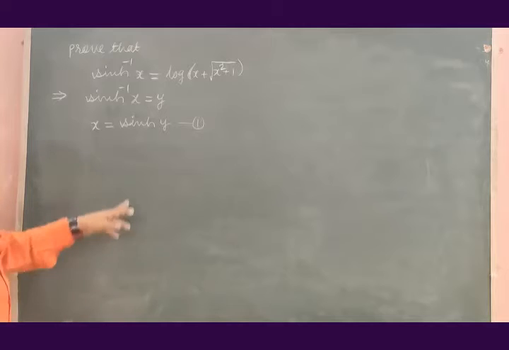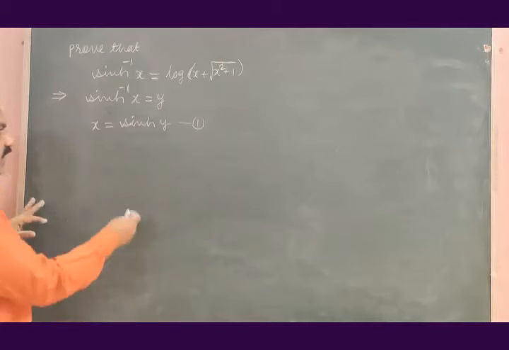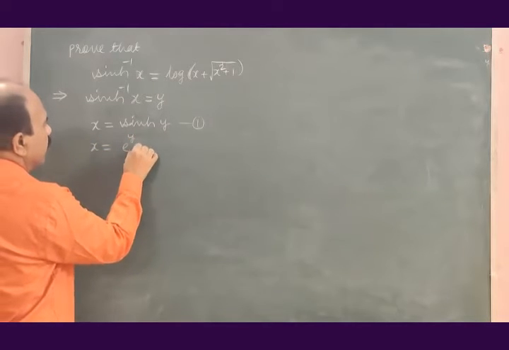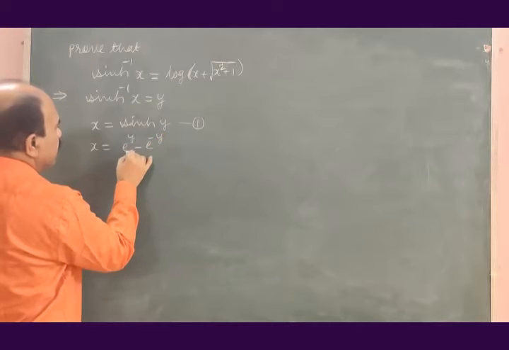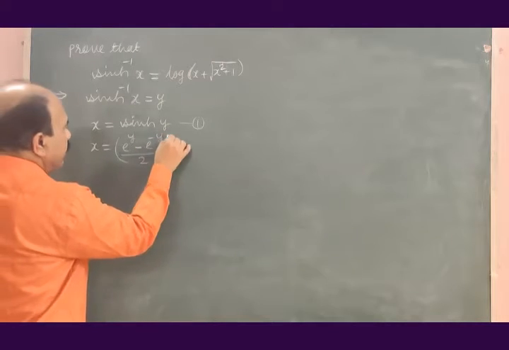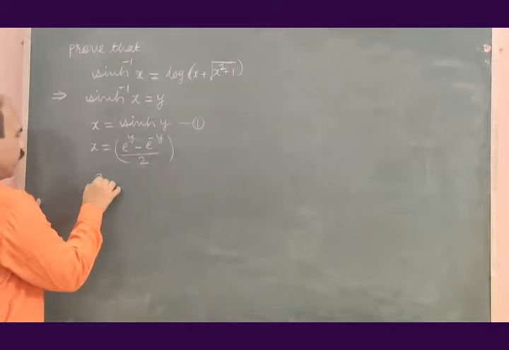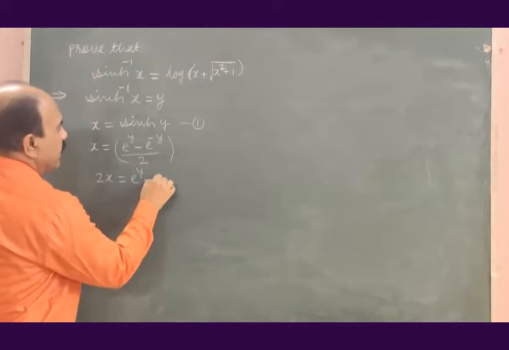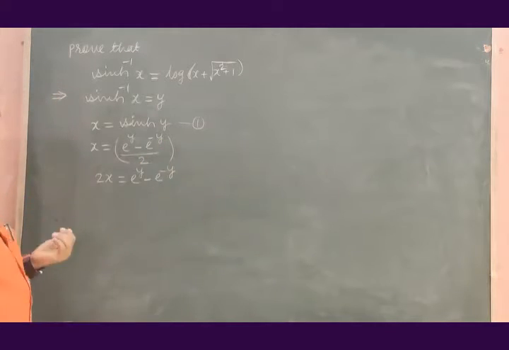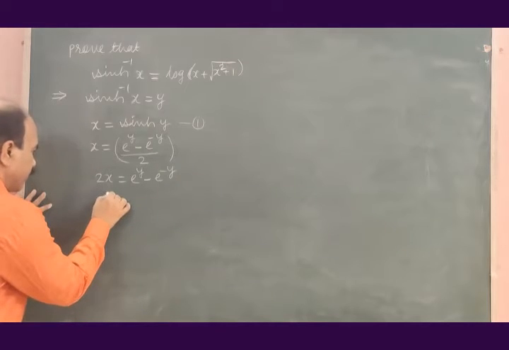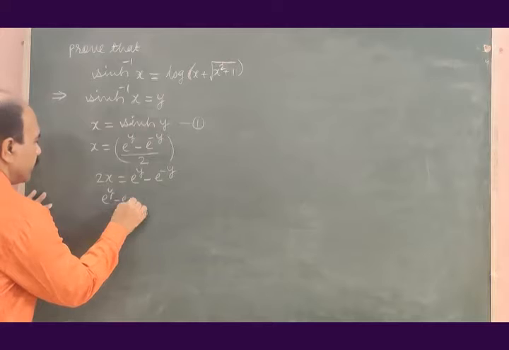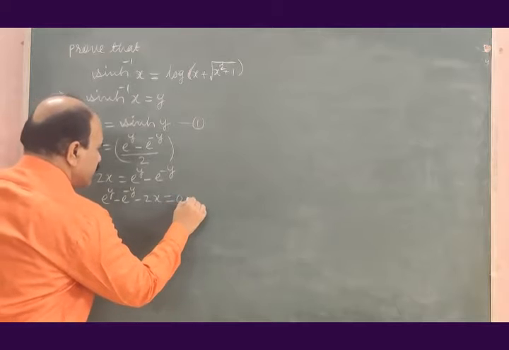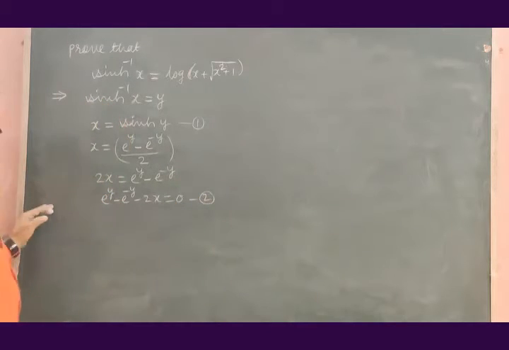Okay. Then what is sine hyperbolic y? x is equal to e to the power y minus e to the power minus y, divided by 2. This is further 2x is equal to e to the power y minus e to the power minus y. This may be further e to the power y minus e to the power minus y minus 2x is equal to 0. Equation number 2.